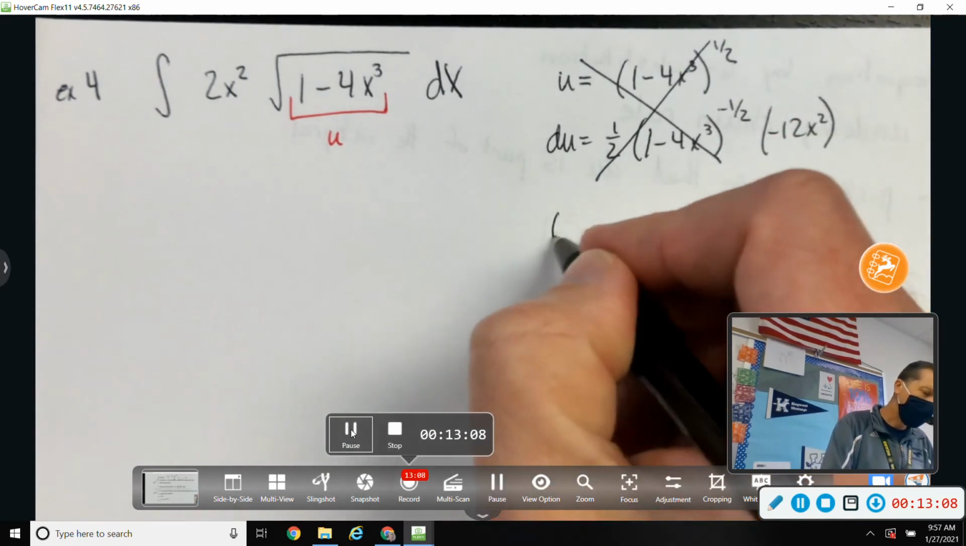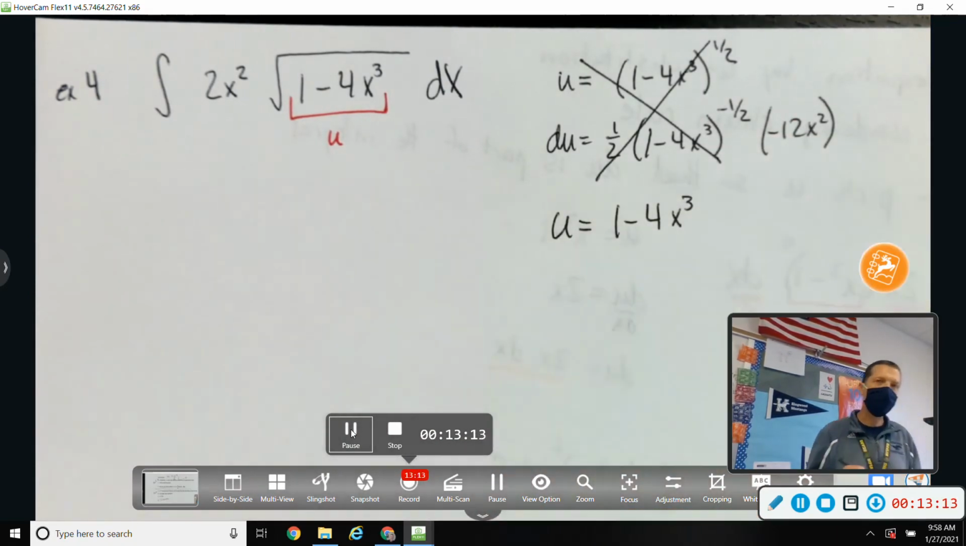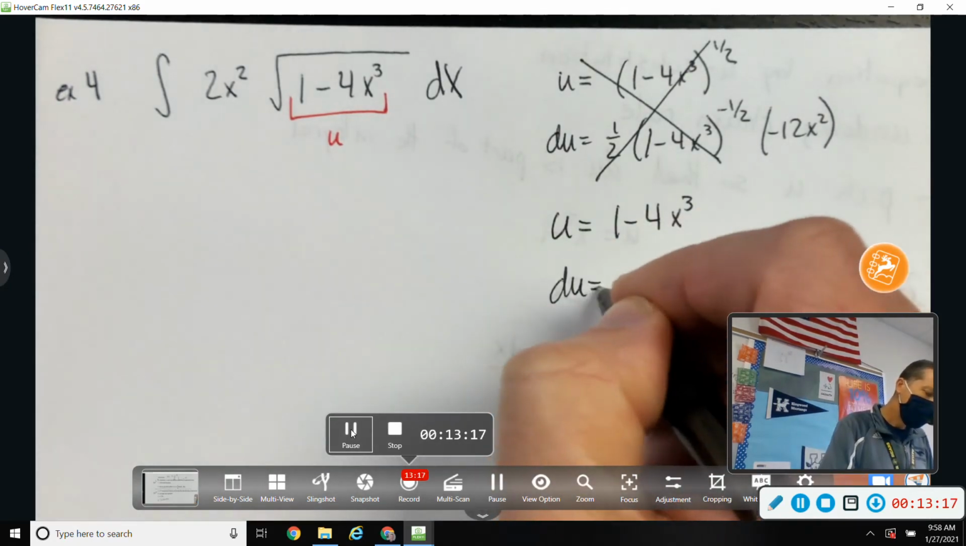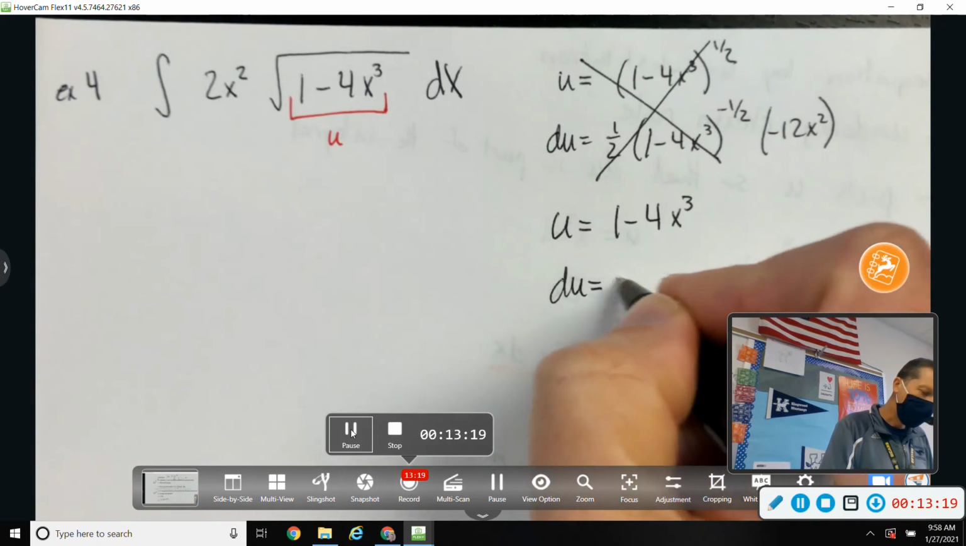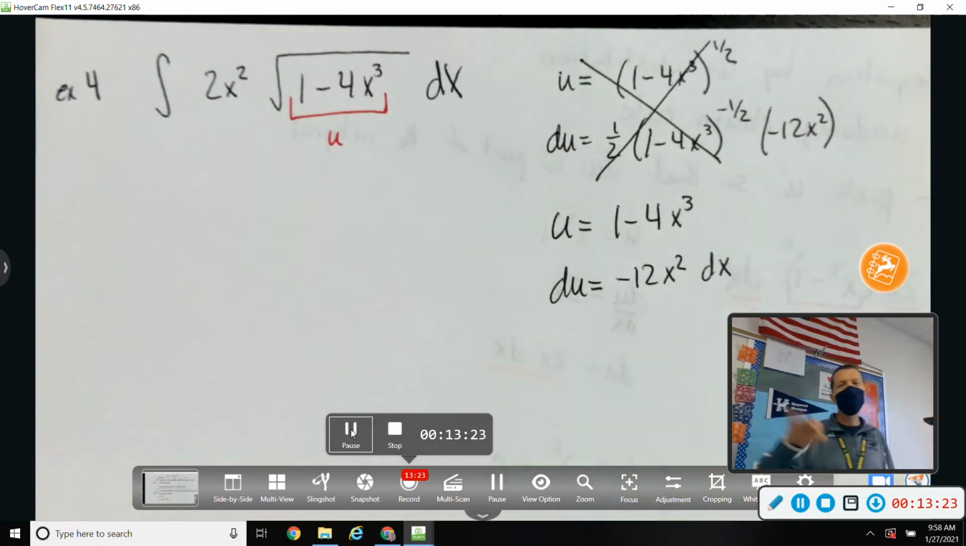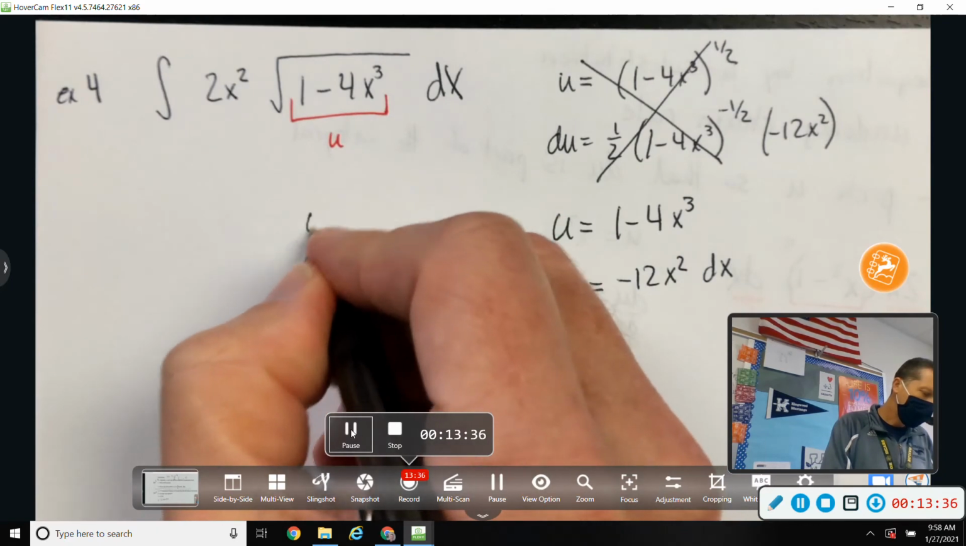So let's back up and let u just be 1 minus 4x cubed. Then du would be negative 12x squared. You're going to get in the habit of just putting the dx on the other side because that's where you want it anyway. Okay, that looks helpful because now we've got this piece taken care of. So that's u to the 1/2.